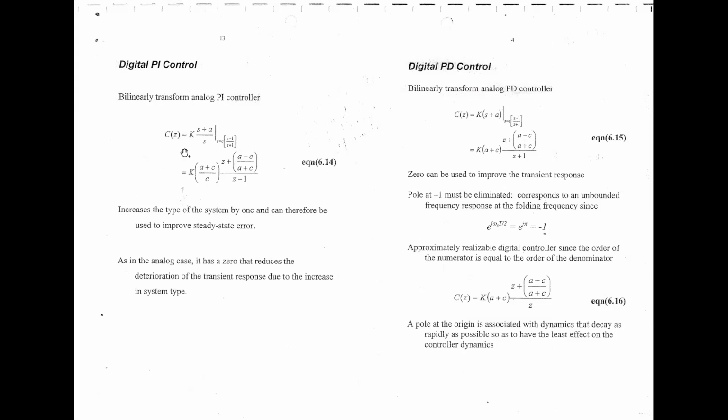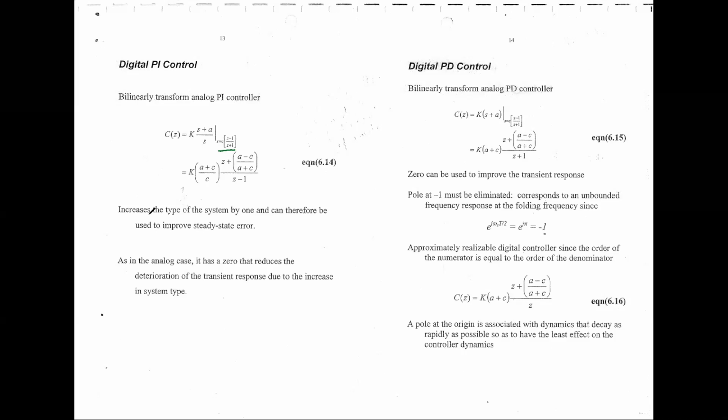Now, to obtain a digital equivalent of this, we can substitute in place of S our bilinear transformation equation, which is here. And once we substitute S as C into Z minus 1 over Z plus 1, we get K times I plus C divided by C, whole thing times Z plus this constant term I minus C over I plus C, divided by Z minus 1.